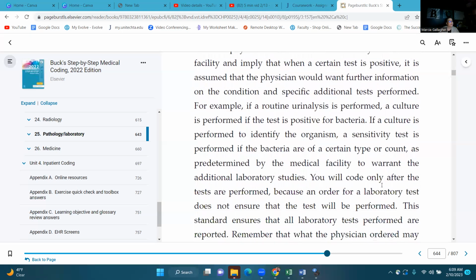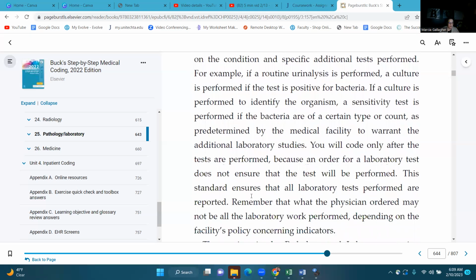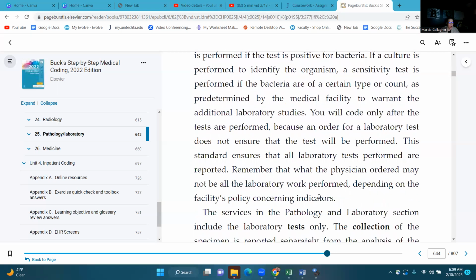You will code only after the tests are performed, because an order for a laboratory test does not ensure that the tests will be performed. This standard ensures that all laboratory tests performed are reported. Remember that what the physician ordered may not be all that the laboratory performed, depending on the facility's policy concerning indicators. So just always remember that example.